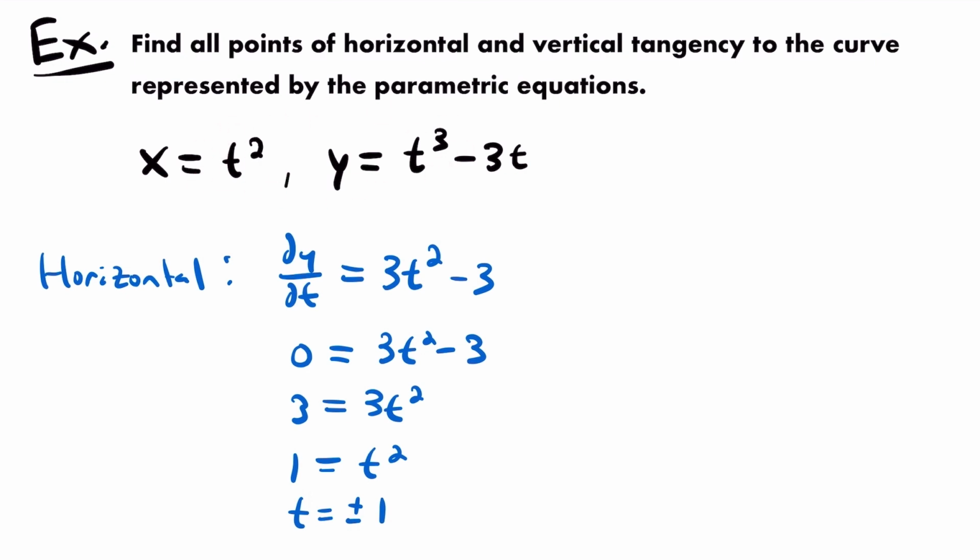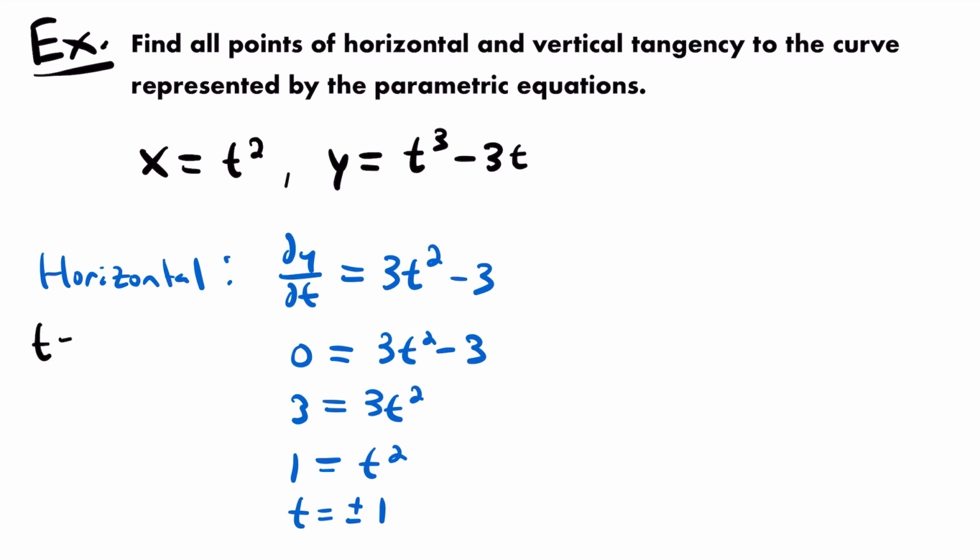So for those two values of t, positive 1 and negative 1, the plane curve represented by these parametric equations has a slope of 0. And so at those points, we're going to have horizontal tangent lines. But we don't just want to find the values of t. We want to find the points, so we need to plug these values of t into our parametric equations to get the corresponding x and y coordinates for those values of t.